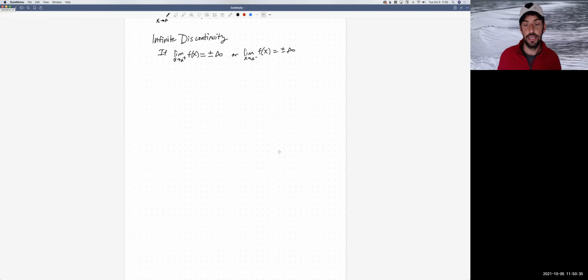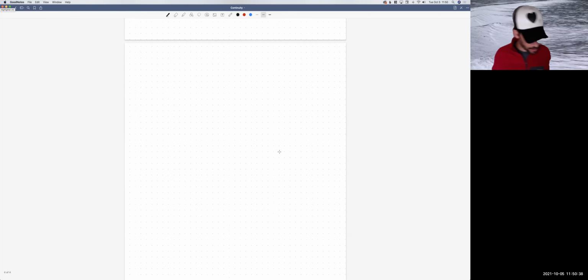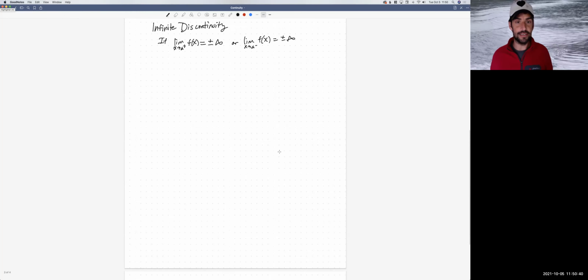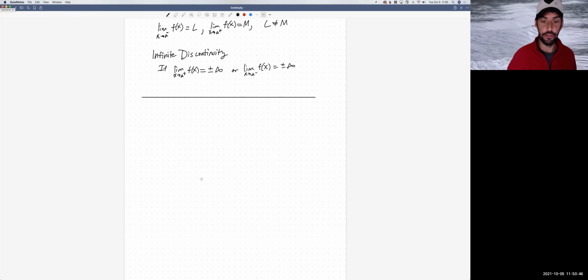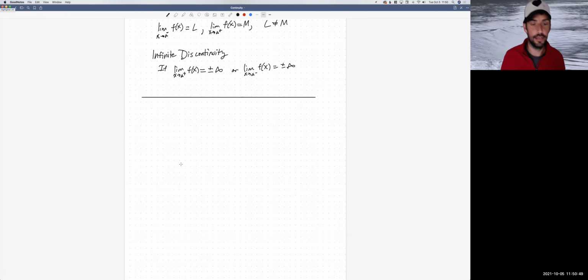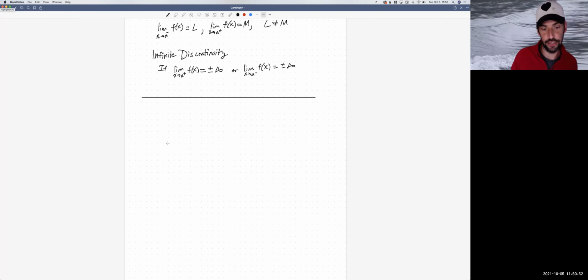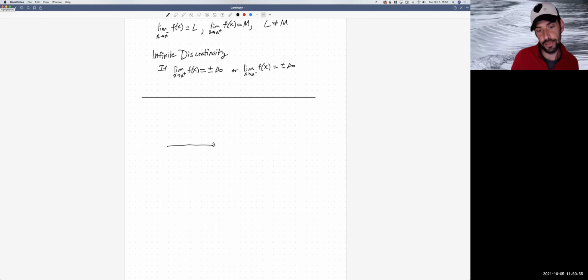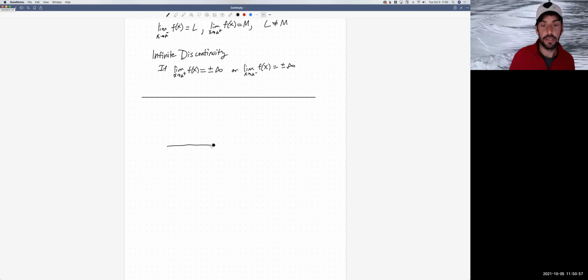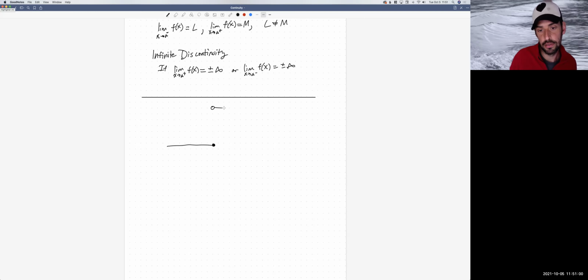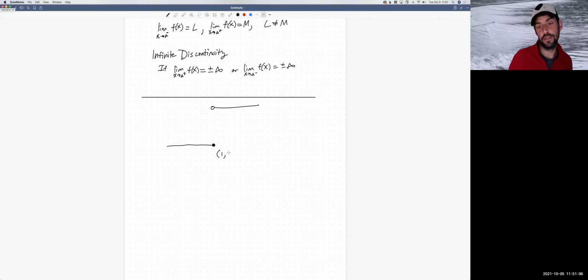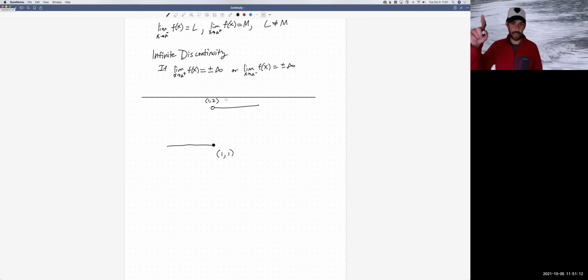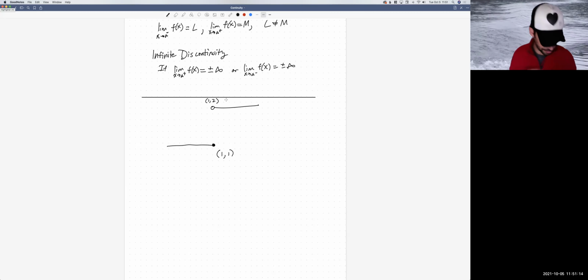Moving on. Let's go back to thinking about these jump discontinuities for a second. Do a little drawing here. So let's just look at a little piece of that ceiling function. So let's make this the point (1, 1), and this will be the point (1, 2). Right, so I'm looking at that place where we go from 1 to 2.